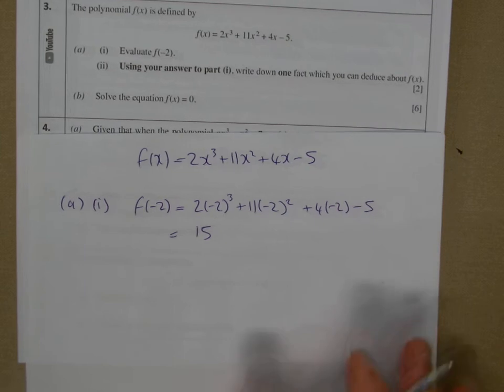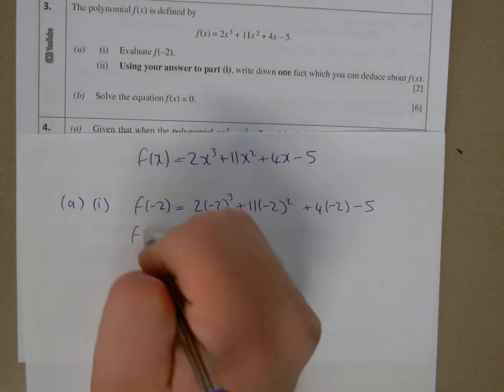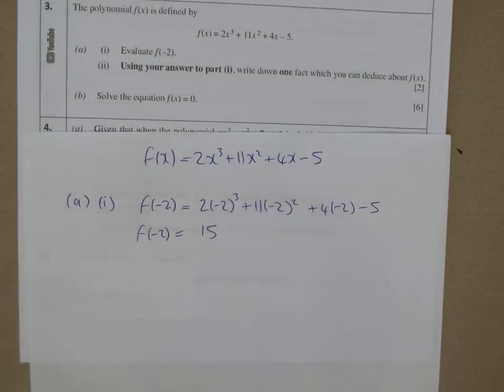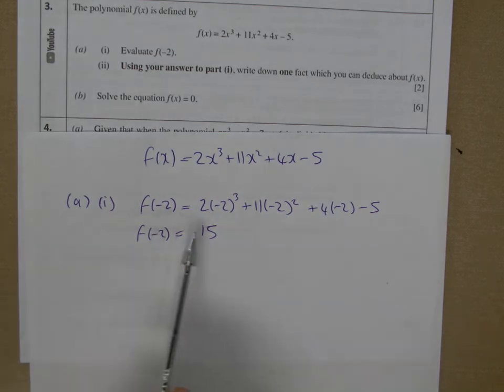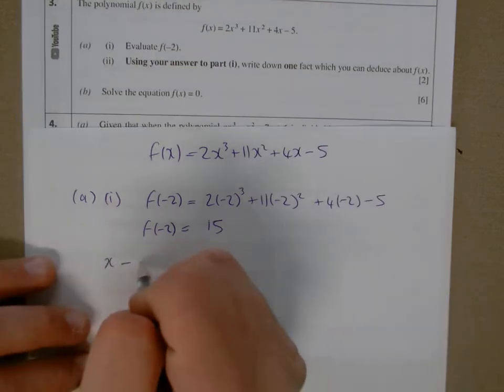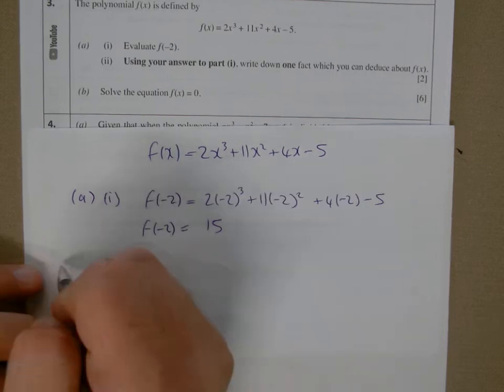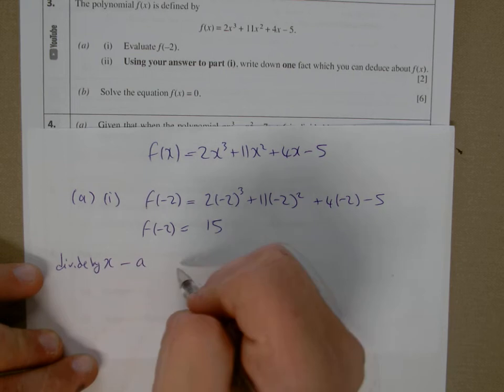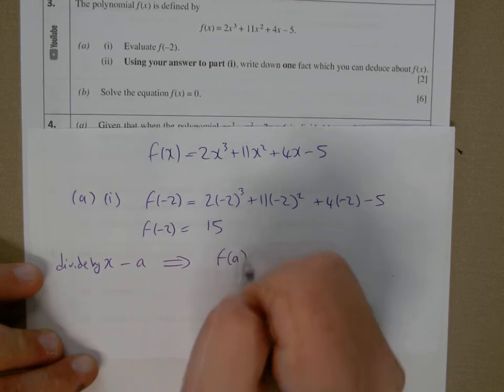Then in part 2, using your answer to part 1, write down one fact that you can deduce about f of x. Well, given that we've got an answer for f of minus 2 that isn't 0, that means there's a remainder when we're dividing by a certain factor. Now what is that factor? If we remember the rule for the remainder theorem, if we divide by x minus a, then the remainder is f of a.